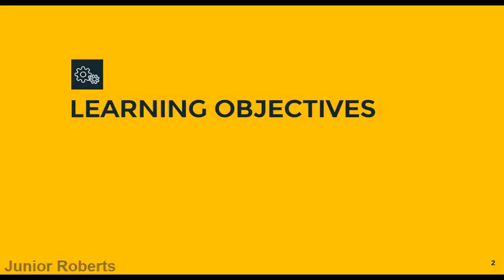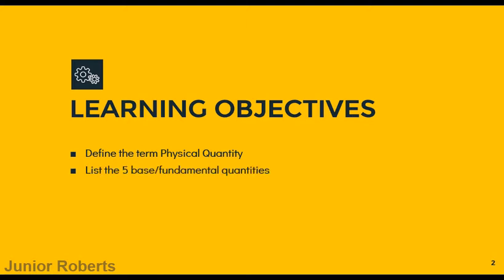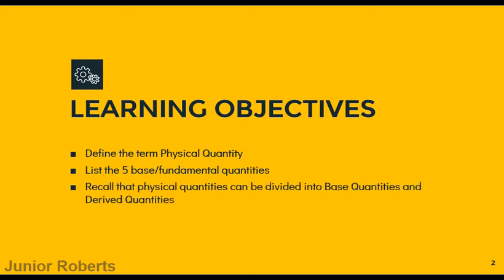Let's quickly discuss our learning objectives. At the end of this lesson, you will be able to define the term physical quantity as it relates to the study of physics. You'll also be able to list the 5 base/fundamental quantities, and you will also be able to recall that physical quantities can be divided into base quantities and derived quantities. So let's go right into it.